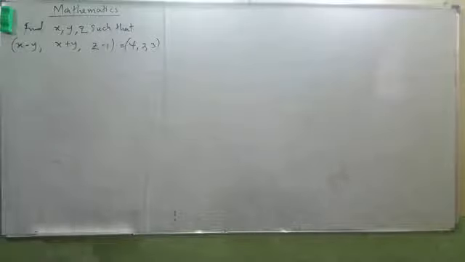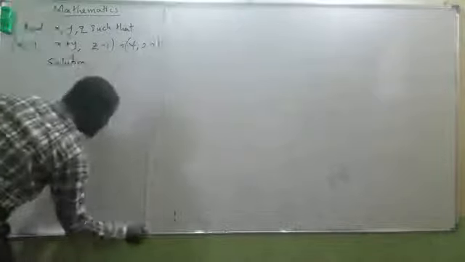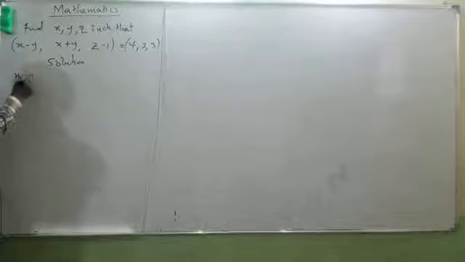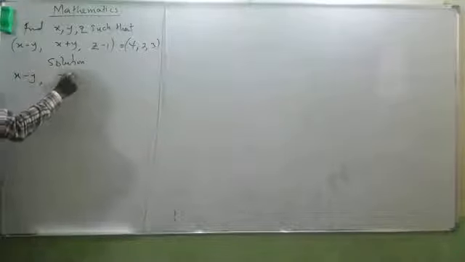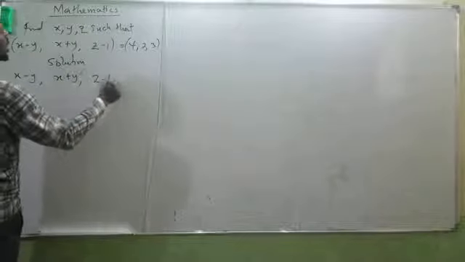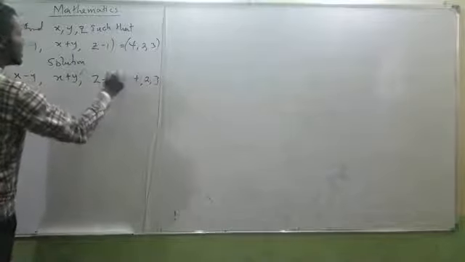Now, look at this particular problem. It's a very simple part of this. You are asked to solve something like this. It's very common. Look at the solution to this problem. Now, how do I solve it? It's very simple. I have (x − y)i + (x + y)j + (z − 1)k equals 4, 2, 3.